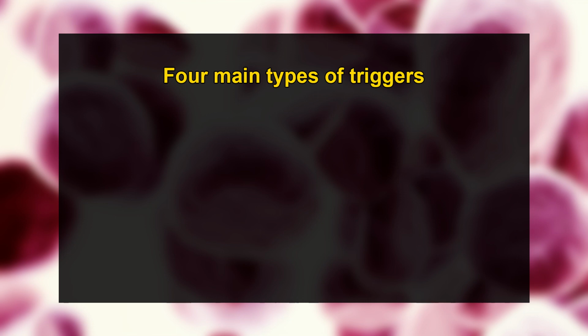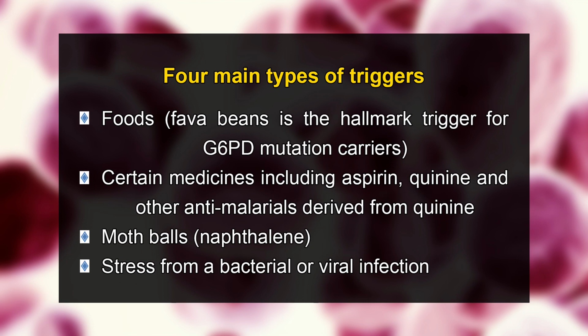Carriers of the underlying mutation do not show any symptoms unless their red blood cells are exposed to certain triggers, which can be of four main types. Foods: fava beans are the hallmark trigger for glucose 6-phosphate dehydrogenase mutation carriers. Certain medicines, including aspirin, quinine, and other antimalarials derived from quinine; moth balls, that is naphthalene; and stress from a bacterial or viral infection.